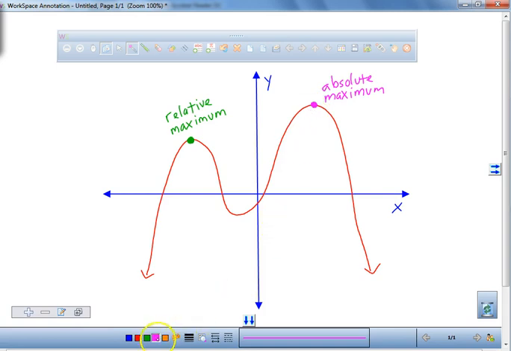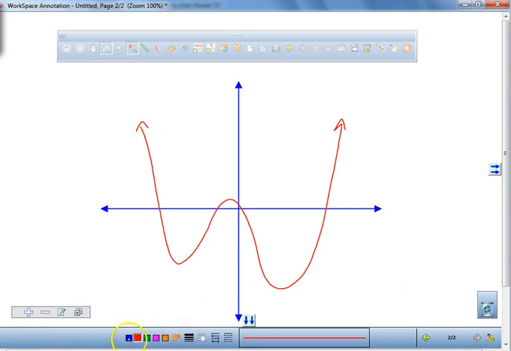Now what about this guy? It is a minimum. But what we call that actually is a relative minimum. There is no absolute minimum because this graph, the left-end behavior, where is it going? It's going to negative infinity. What's the right-end behavior? It's also traveling to what? Negative infinity.